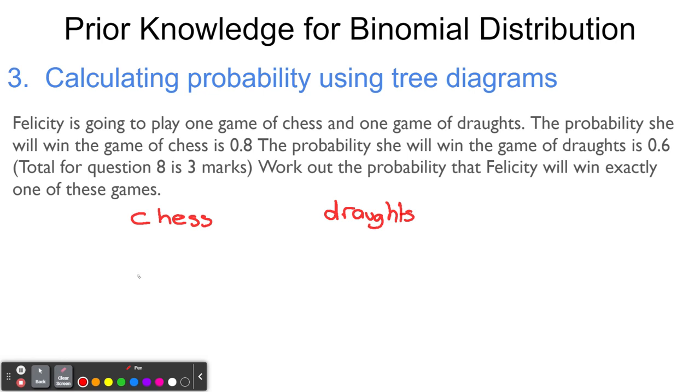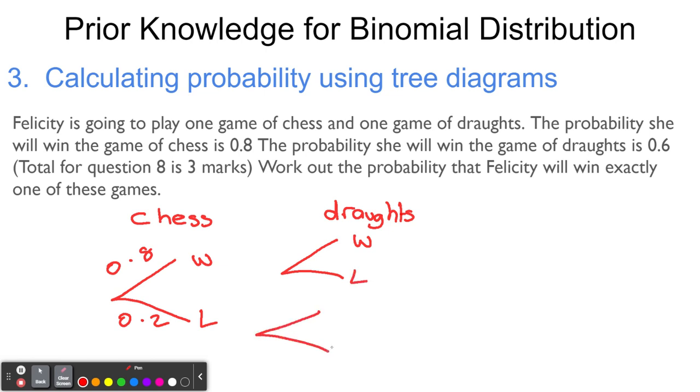And then the probability that she'll win the game is 0.8. So we've got that she's going to either win or she's going to lose. So this is 0.8, and then the probability that she's going to lose is 0.2. And then with the drafts game, again, she's either going to win or lose. And it says here the probability that she's going to win the game is 0.6. So the probability that she's going to lose is 0.4. So win 0.6 and lose 0.4.